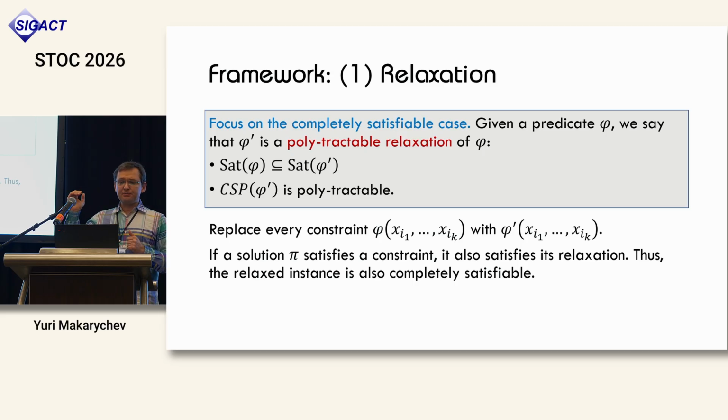At the first step of our algorithm, we replace every constraint of the form phi of x_{i1}, ..., x_{ik} with the corresponding constraint phi prime of x_{i1}, ..., x_{ik}. Since it's a relaxation, the obtained instance is completely satisfiable if the original one was completely satisfiable. And because CSP phi prime is polytractable, we can actually solve it in polynomial time, and actually even in linear time.